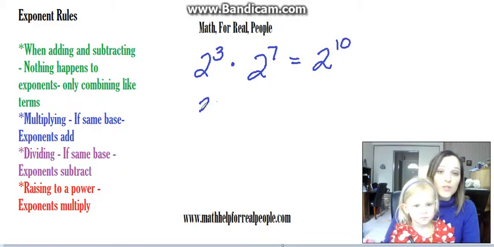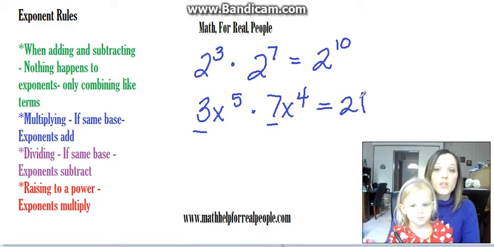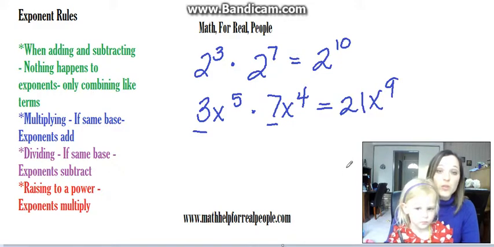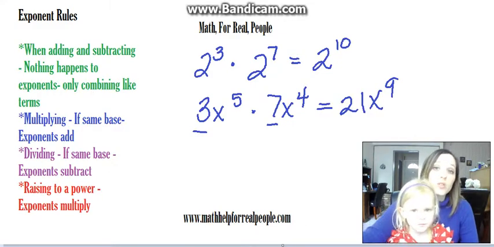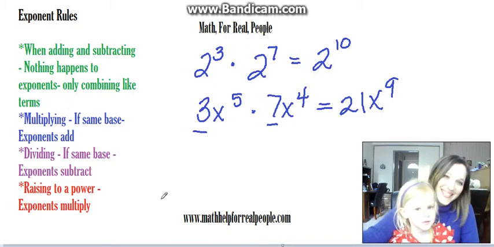Now if it looks a little different, you might have something like this: 3x to the 5th times 7x to the 4th. That's okay because the exponent is still to the base. It's still to the base of x. So you do the same thing you always do with your whole numbers, and that turns into 21 because it said to multiply. Then your exponents are with your variable x, so you're going to add them. So it's x to the 9th. And that's what your exponents do when you are multiplying, as long as they have the same what? About the base, no trouble.